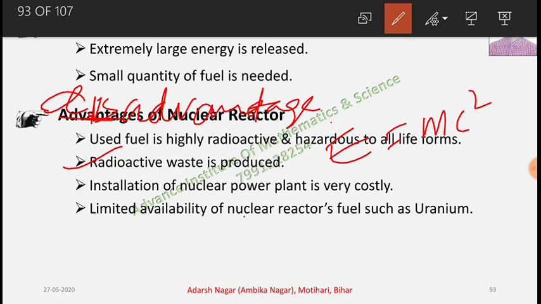Installation of a nuclear power plant is very costly. If you want to install or set up a nuclear power plant, it costs very much. Limited availability of nuclear reactor fuel such as uranium and thorium, these are limited in stock. So these are the disadvantages of nuclear reactor.